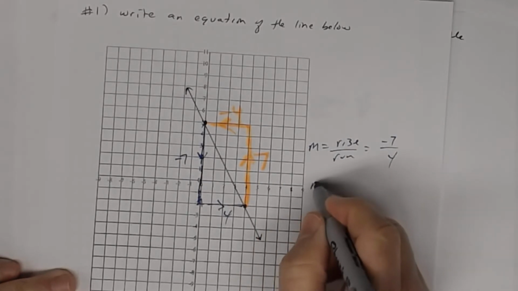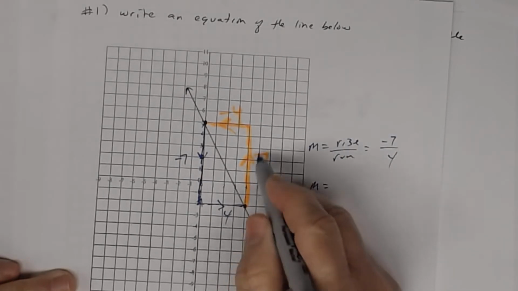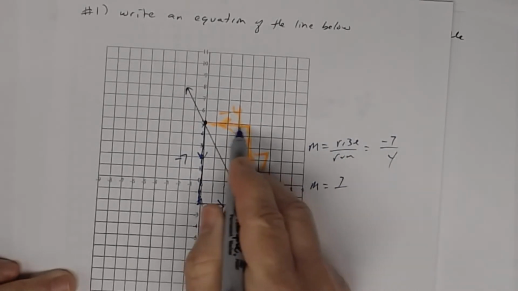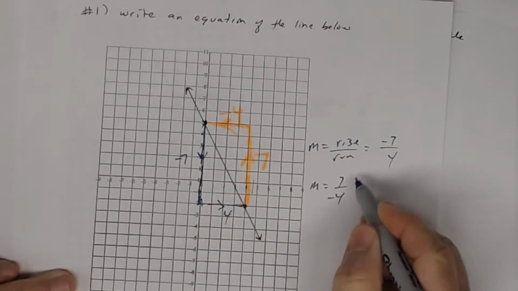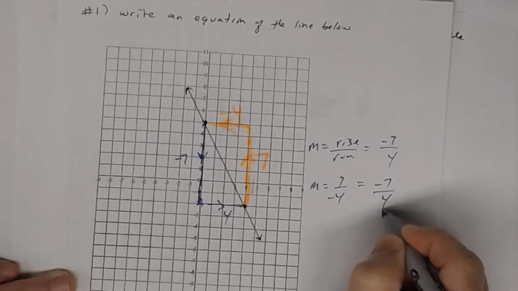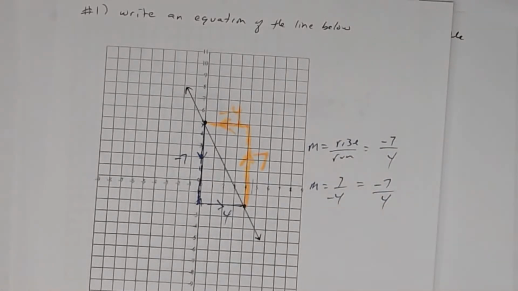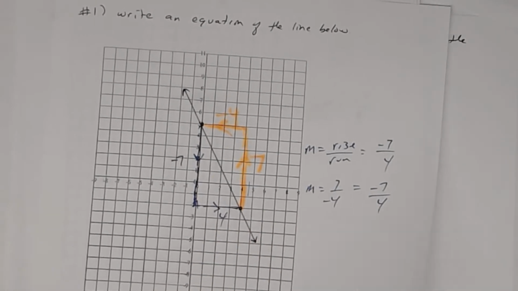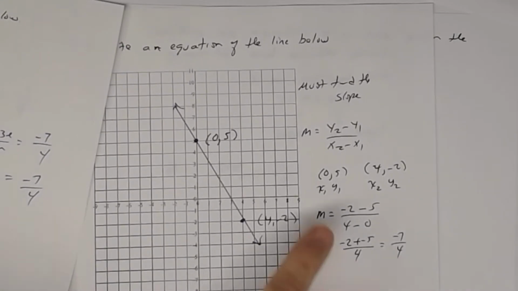So notice my slope. My slope would be rise, which is a positive 7, divided by my run, which is negative 4, which means the same thing. 7 divided by negative 4 means the same thing as negative 7/4. Okay? All right, so remember, different ways to find the slope. You can find it from the graph, or you can find it using the slope formula.